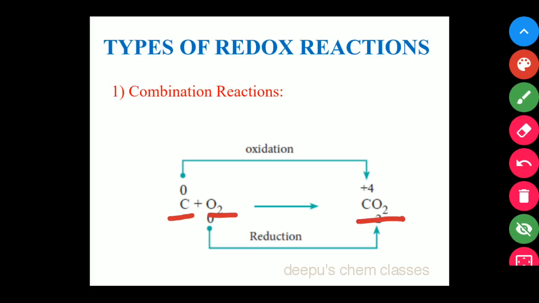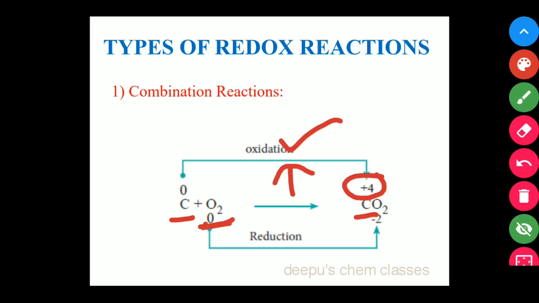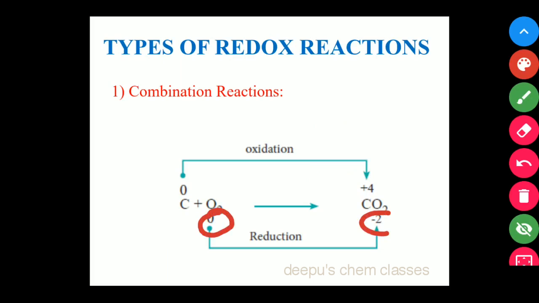Let us see where the oxidation occurs and where the reduction occurs in terms of oxidation number. Carbon on the reactant side has oxidation number 0, but on the product side it shows +4. So the oxidation number increases. If it increases, what is the process called? Oxidation. On the reactant side, oxygen has the oxidation number 0 because both carbon and oxygen are in elementary form. But on the product side it has the oxidation number -2. So 0 to -2, it decreases.